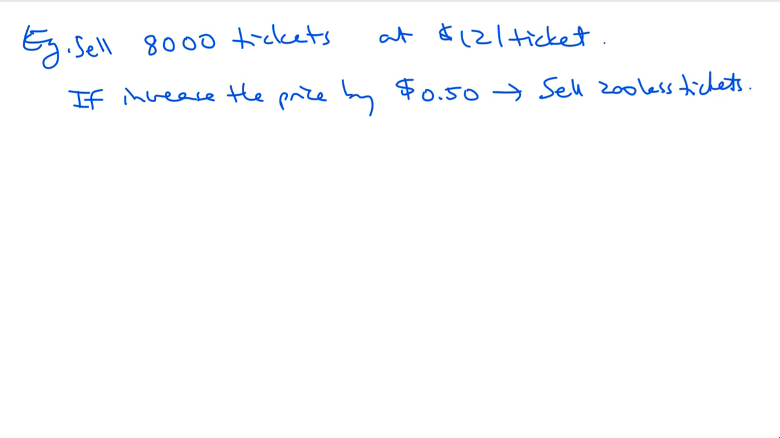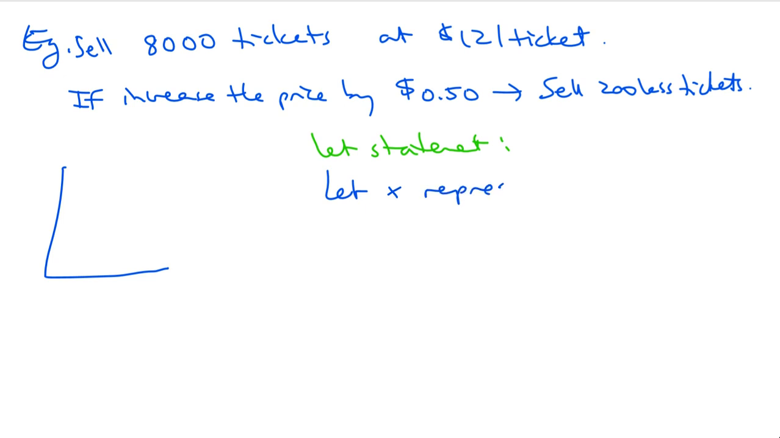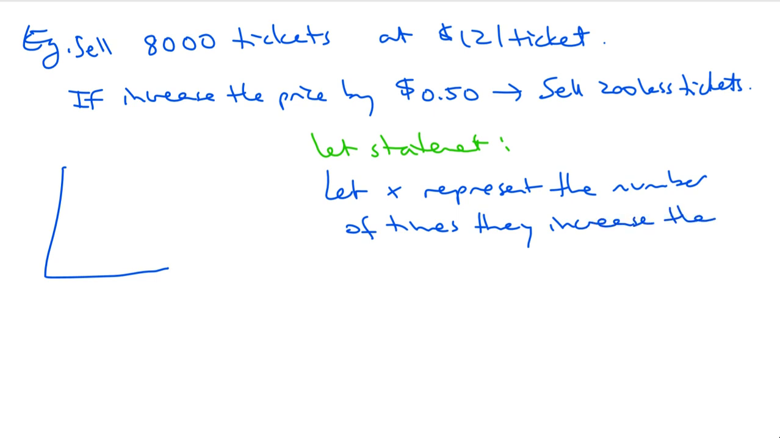Okay, so let's make a little sketch here. And the problem is that we don't know how many times we want to increase the price by 50 cents. So I'm going to let X, oops, sorry, I wanted to write let statement there. So let statement, okay. So the let statement is this. We don't know how many times we want to increase the price by 50 cents. So let X represent the number of times they increase the price by 50 cents.